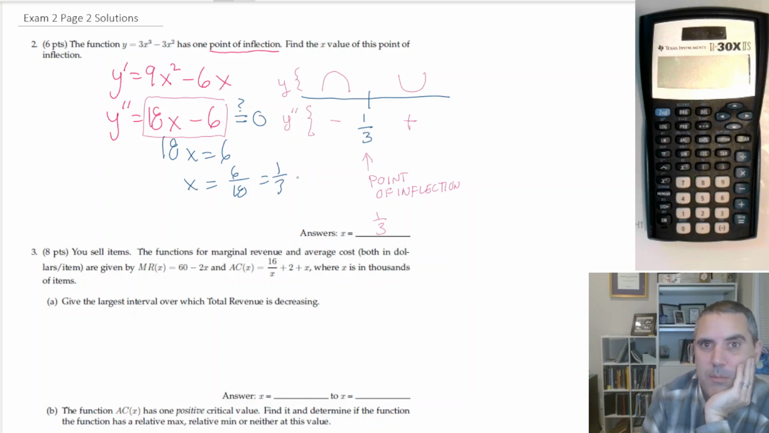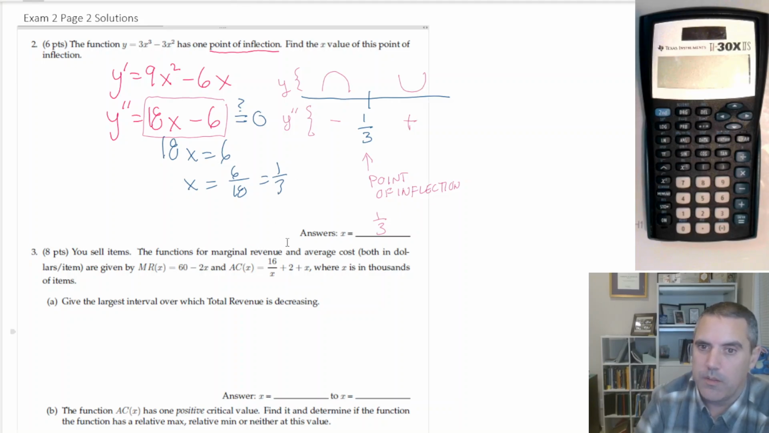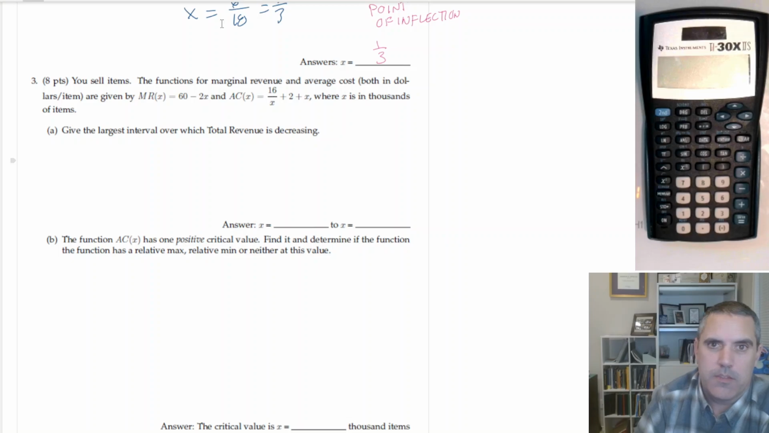So there's not much else to say about that. But be ready for any question about concavity or point of inflection. You're probably going to have to do it again on the final. Be good with that. Okay, then we had this one.